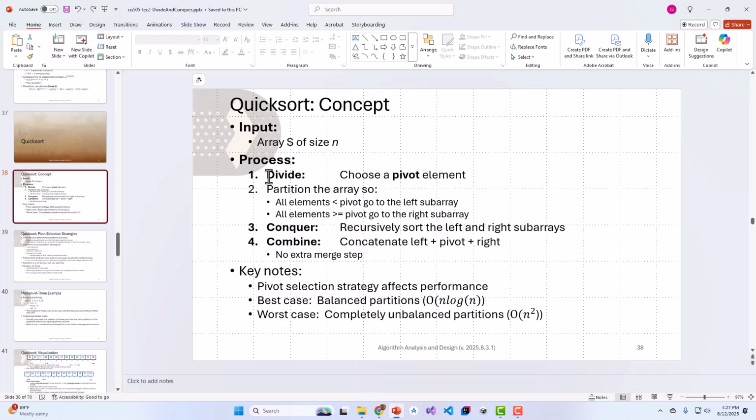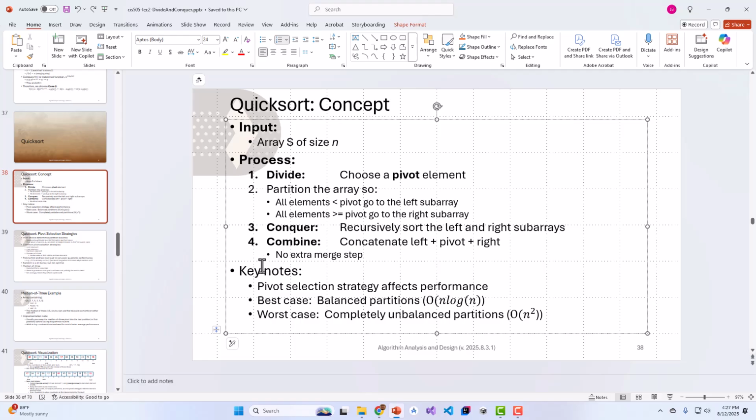So Quicksort looks like this. Array S of size n. So it's another array we're trying to sort. We want to divide. We choose, this is different than merge sort, we choose a pivot element and partition the array so that all the elements less than the pivot go to the left subarray, and all the elements greater than or equal to the pivot go to the right. Conquer is recursively sort the left and right subarrays by calling Quicksort. Combine is concatenate left and pivot and right. And there's no extra merge step.